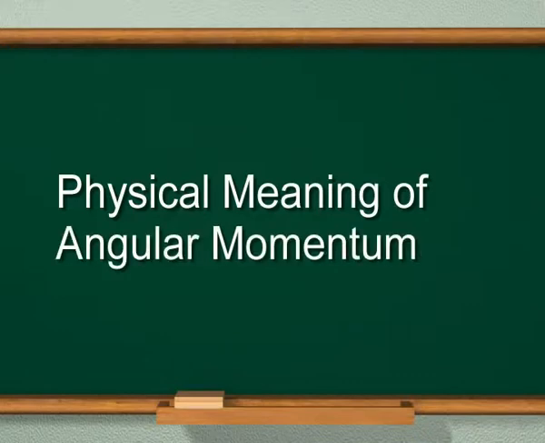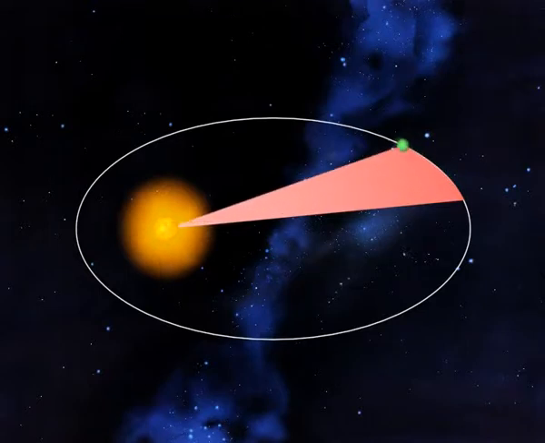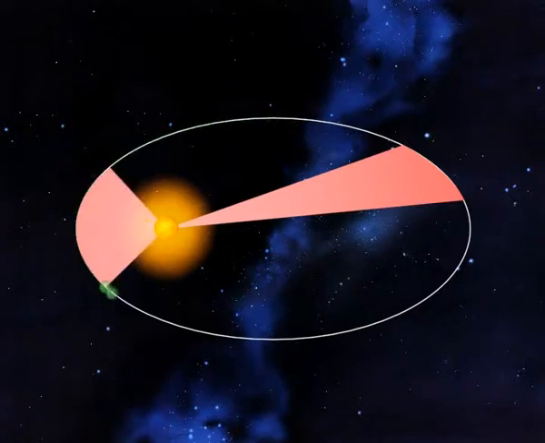Let us now try to understand the physical meaning of angular momentum. When a planet moves around the sun, the infinite number of particles constituting the planet rotate in the XY plane about the Z axis. Due to rotational motion, the planet experiences a torque due to the sun. If no external torque acts on the planet, it possesses constant magnitude of angular momentum, which leads to the constant areal velocity of the planet, meaning that the line joining the planet to the sun sweeps out equal areas in equal intervals of time.